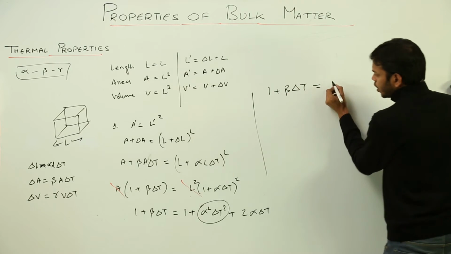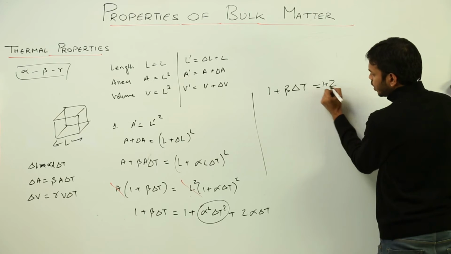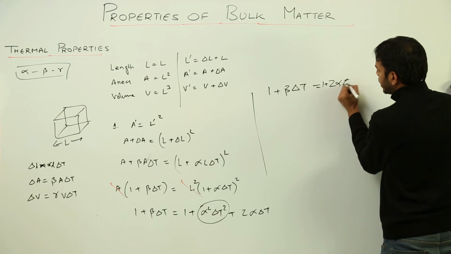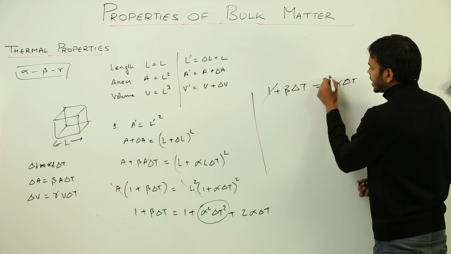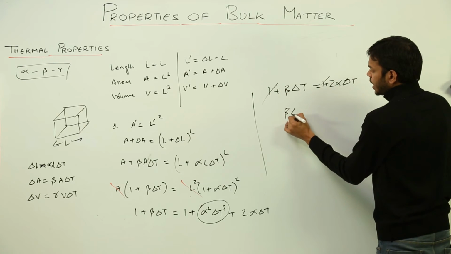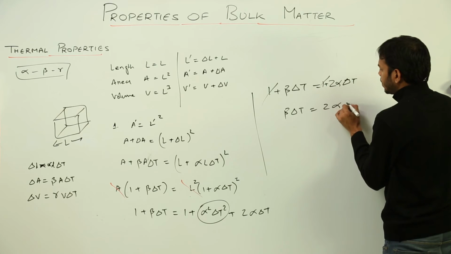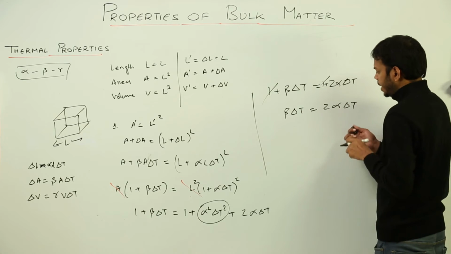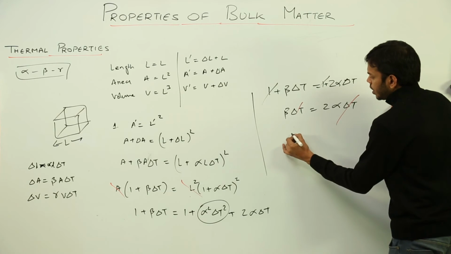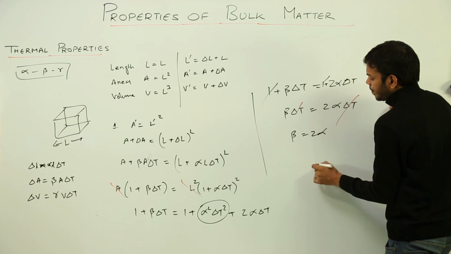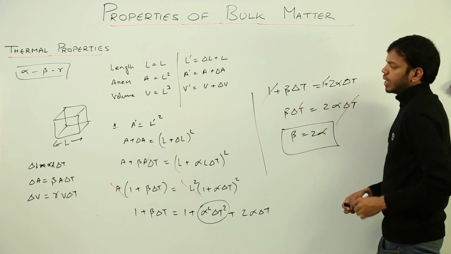This is equal to 1 plus 2 alpha delta T, right? Cancelling out 1 and 1 from both sides, I'll get beta delta T is equal to 2 alpha delta T. Again delta T and delta T are gone, the change in temperature was the same for each. Beta is equal to 2 alpha, that is the relation.